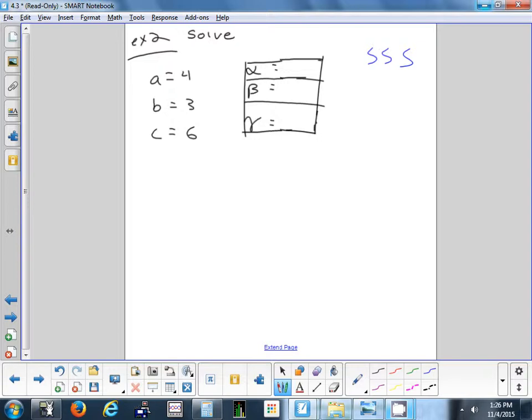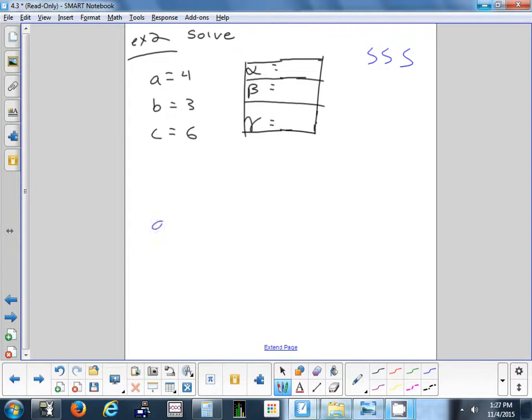A is 4, B is 3, and C is 6. Now, on the test, I'm not going to do this to you, but the only way you could get no solution with this kind of problem is if you had the sides listed and 2 of the sides didn't add up to be bigger than the third. That works perfect here. If you add up A and B, it's bigger than C. If you add B and C, it's bigger than A. If you add A and C, it's bigger than B.